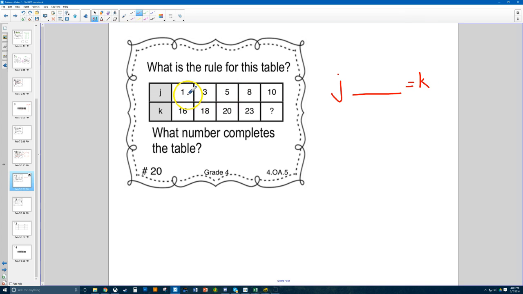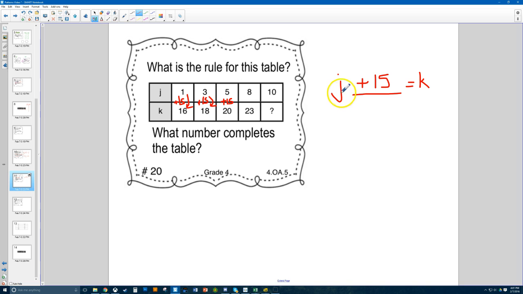In this case, I'm noticing that I'm increasing J to get to K in every scenario, and it might be multiplied by 16, but when I do 3 times 16, I don't get 18. I get 48. So I know it's not multiplication. In this case, I know that 1 plus 15 gives me 16. So it looks like, most likely, J plus 15 equals K. And that the rule is probably add 15. Let me just double check. Does 3 plus 15 give me 18? And it does. 5 plus 15 does give me 20.